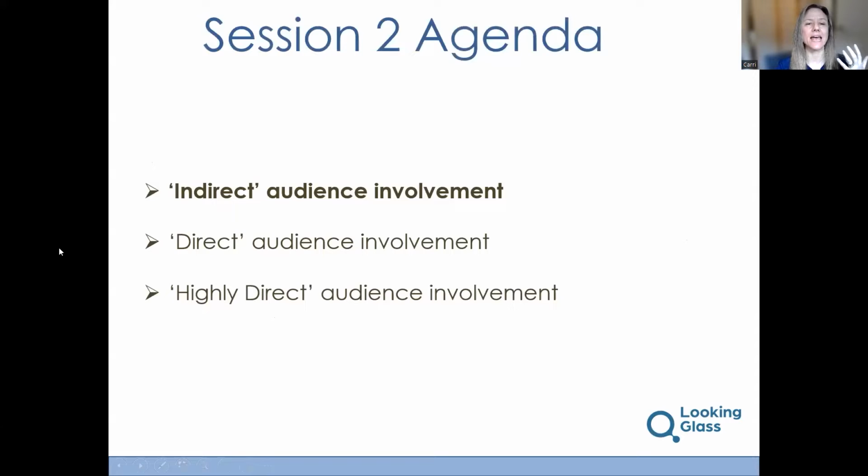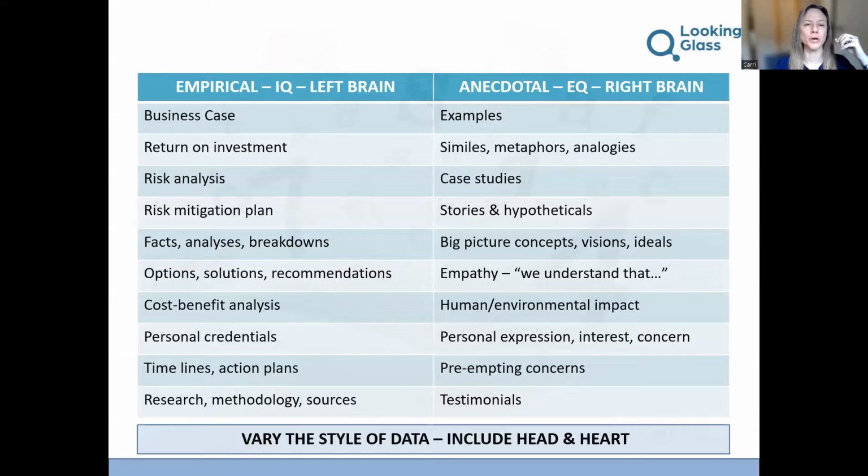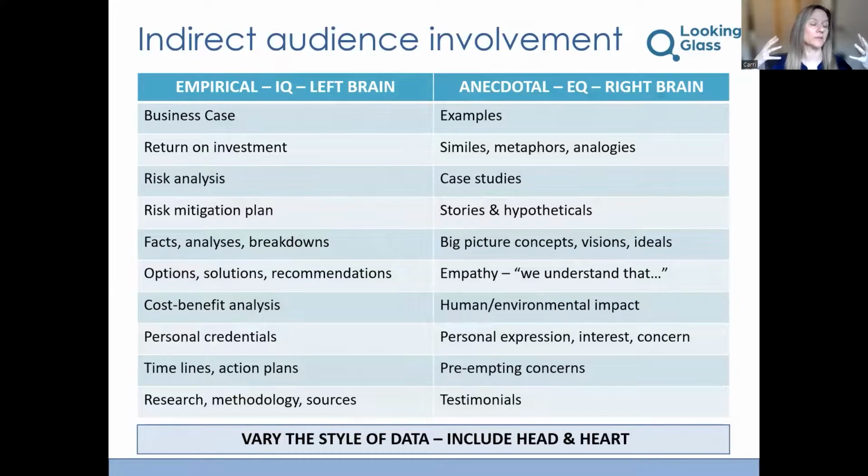So in effect, what we're doing here is we are including what I like to think of as stats and stories, empirical and anecdotal information, head and heart, left and right brain, IQ and EQ. We're appealing to the different parts of the human brain. So on the left brain side of the equation, the empirical data, we've got the business case, we've got the return on investment, the risk analysis, the risk mitigation plan. We've got facts, analyses, breakdowns, options, solutions, recommendations. We've got the cost benefit analysis. We've got our own personal credentials. We've got our timeline, our Gantt chart, our action plans, our research methodology and sources.